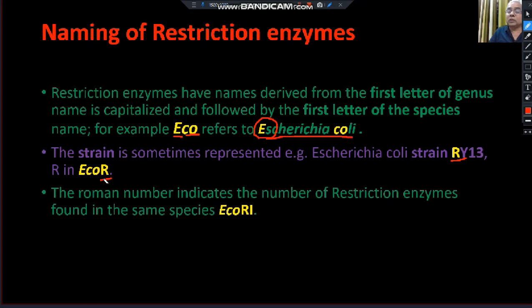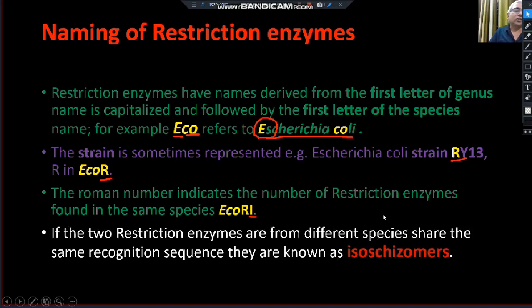There is a possibility that many more enzymes may be present in the same organism. In that case, the first enzyme which has been determined in that organism is termed as I, and if any other enzyme is further determined, then II, III, and so on. So here the first enzyme which has been detected in Escherichia coli will be named EcoRI. So in this way the names of different enzymes are allotted.